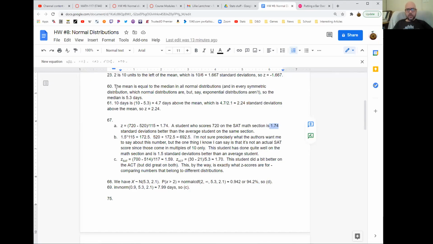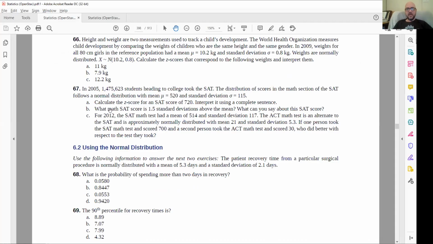Part B. For what math SAT score is 1.5 standard deviations above the mean? What can you say about this SAT score? I'm not totally sure what you can say about the SAT score. We'll see in a second.